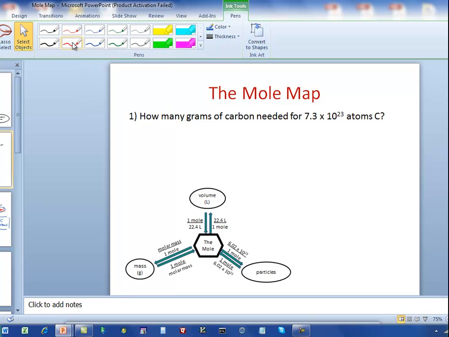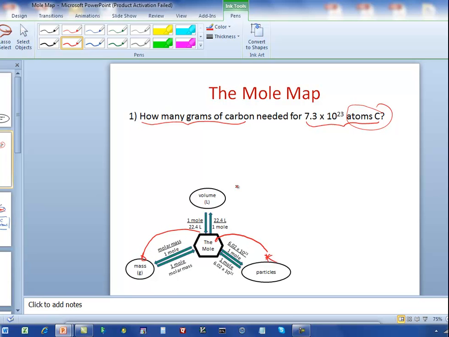All right, now in this one, again, this is just to illustrate using the map. This time we're being given a certain number of carbon atoms, and we're being asked, okay, how many grams would you need to have that many atoms? So now I think you can see that we're starting with particles. So we're starting on that part of the mole map, and we have to get from there to moles, and then from moles to mass.